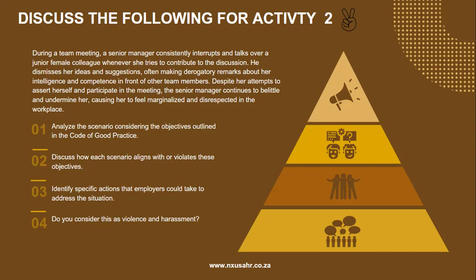So my answer, in analyzing the scenario considering the objectives outlined in the code: how does this scenario violate these objectives? For me, it looks like there is harassment, and maybe somebody can argue that this manager is talking in such a manner because she's female, even though the case does not specifically say so. That would fall under discrimination for me. So it violates the objective of eliminating discrimination.